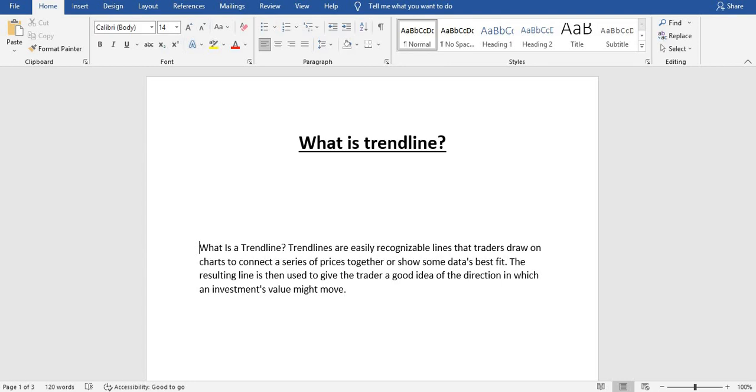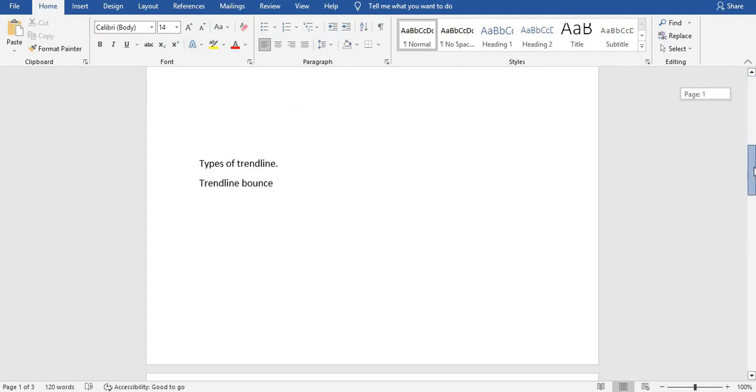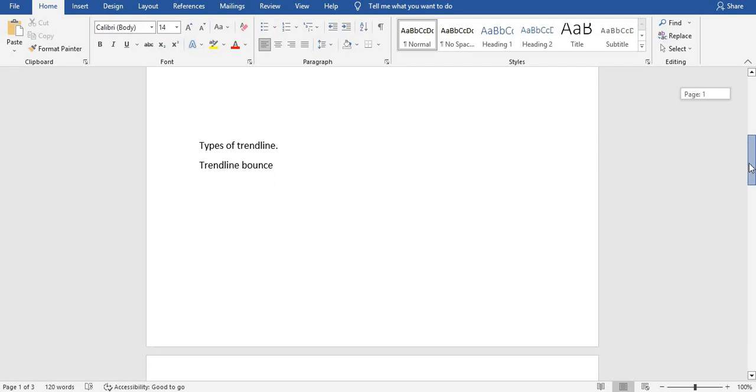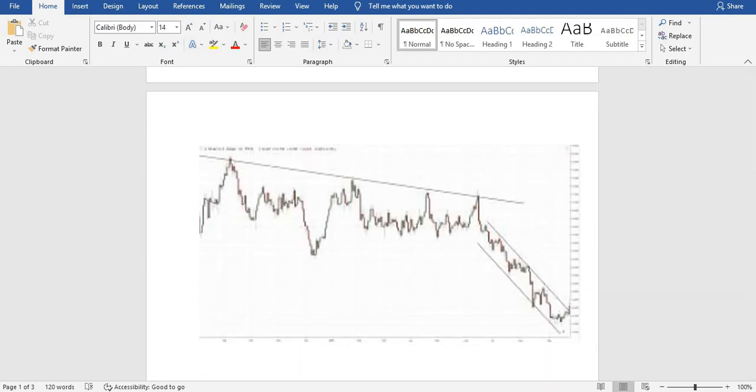So with that being said, we have two types of trendline: the trendline bounce and the trendline break. Now for the trendline bounce, this is how it looks. You can see we have multiple touches right here on the trendline.